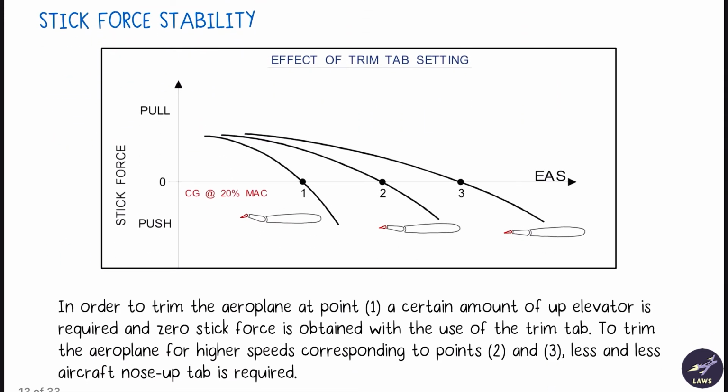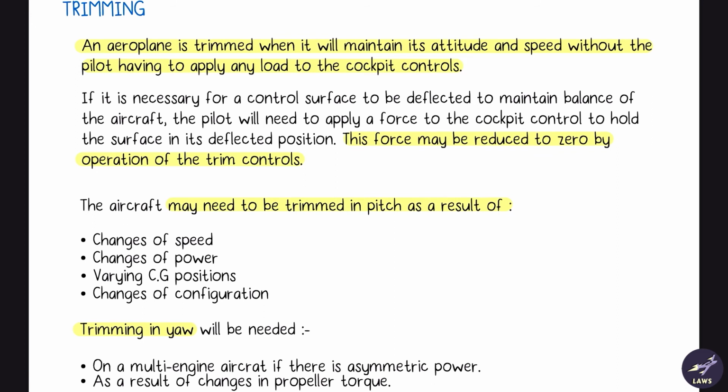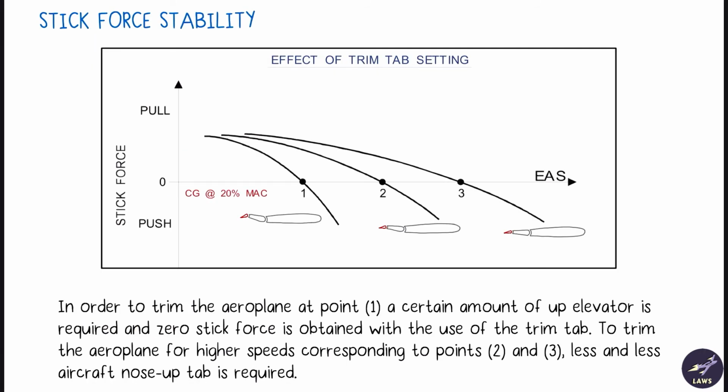To understand this, there is something known as trimming. So what is trimming? Trimming is when the aircraft can maintain its attitude and speed without the pilot having to apply any load to the cockpit controls. So the aircraft is flying hands free in this case. Basically, you can maintain a particular airspeed as per your flight conditions without the pilot having to apply any pressure on the control column.